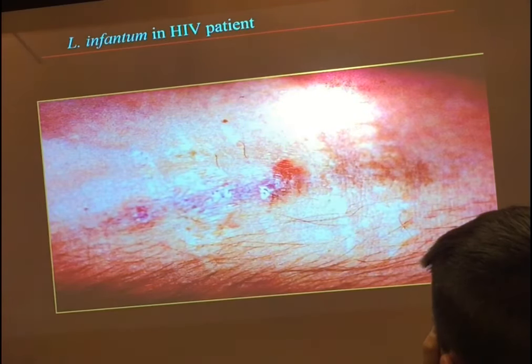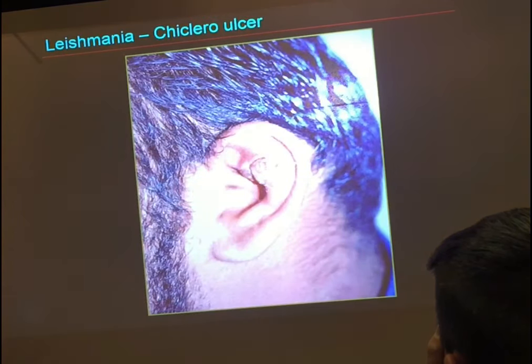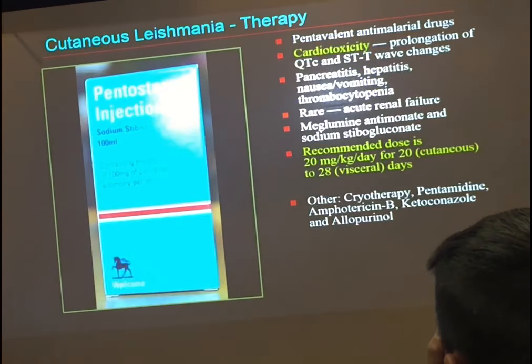Leishmania infantum is a species that was reported quite a bit in Eastern Europe, especially in HIV patients. This is from a patient from Afghanistan. This is the classic lesion for leishmania and what you put in your head for patients in Afghanistan. The rolled borders, the exposed area, and the ulcer. So self-healing, usually. On the ear, Leishmania mexicana, also called chiclero ulcer.